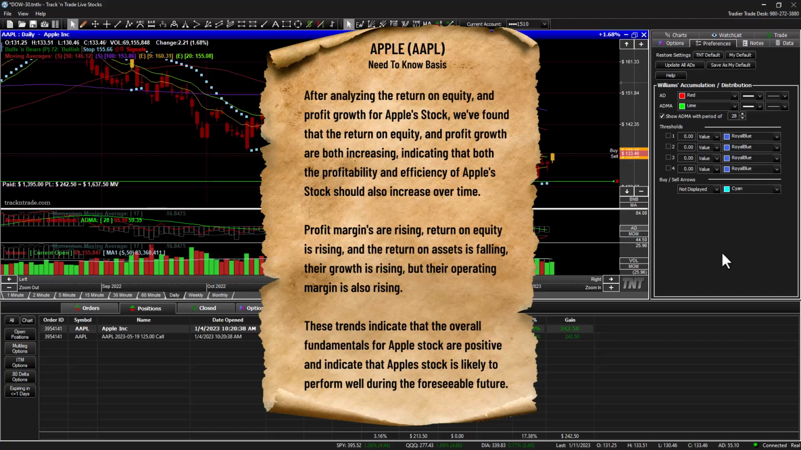It says, after analyzing the return on equity and profit growth for Apple stock, we found that the return on equity and profit growth are both increasing, indicating that both the profitability and efficiency of Apple stock should also increase over time. Profit margins are rising, return on equity is rising, and the return on assets is falling. Their growth is rising, but their operating margin is also rising. These trends indicate that the overall fundamentals for Apple stock are positive and indicate that the Apple stock is likely to perform well during the foreseeable future.